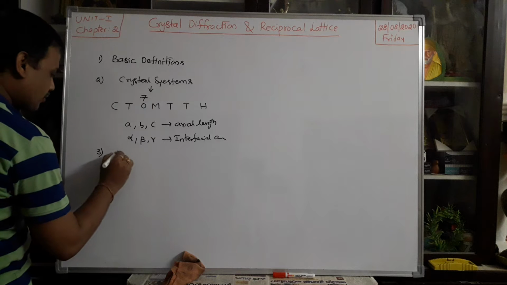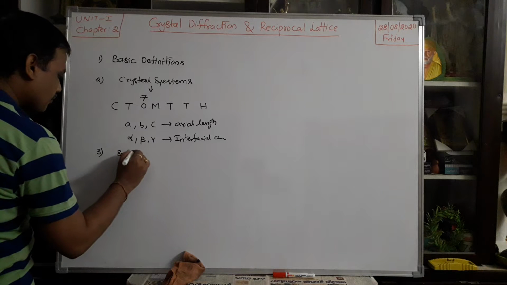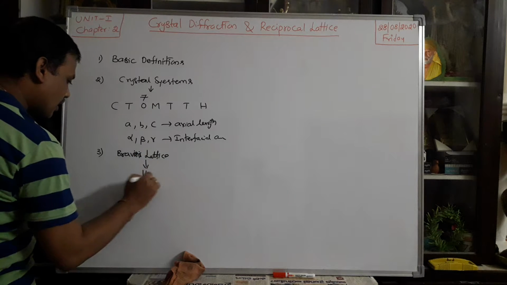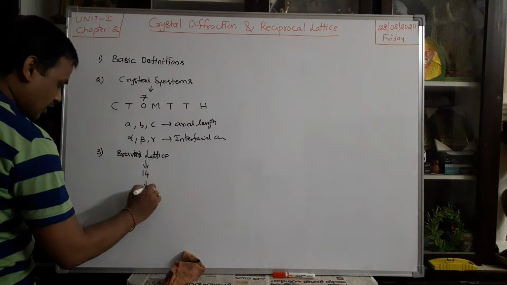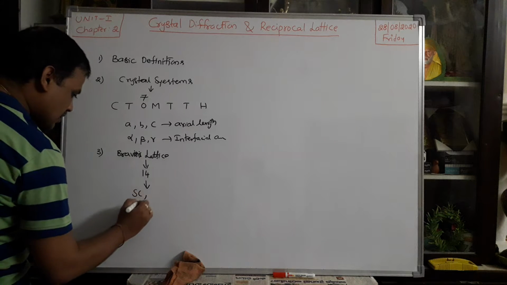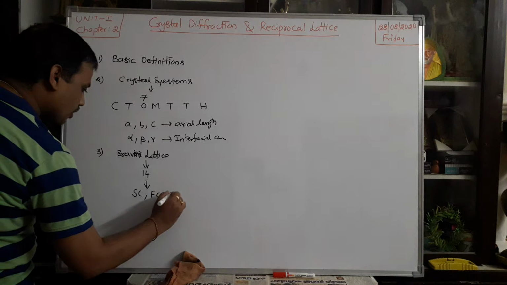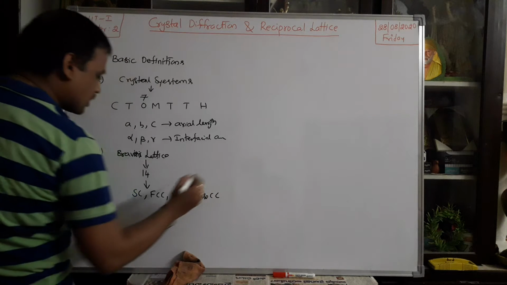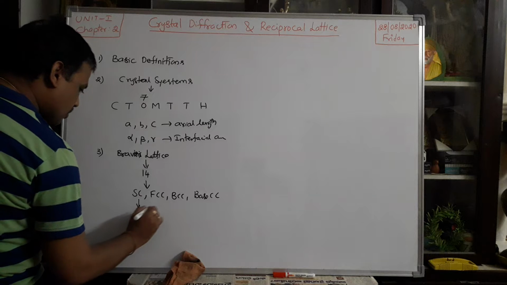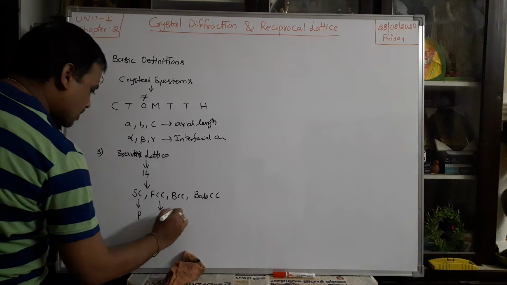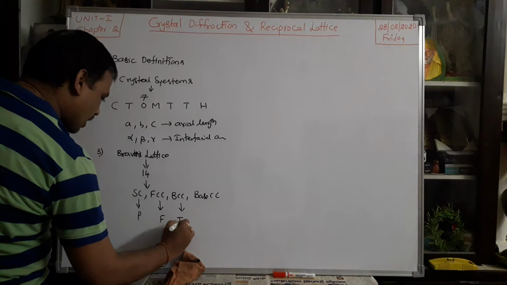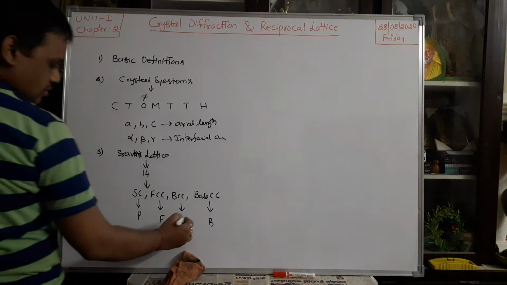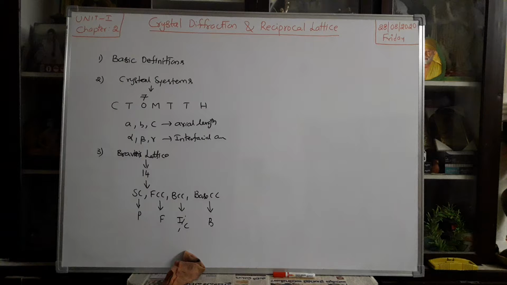After completion of crystal systems, we go to Bravais lattices. How many Bravais lattices are there? Totally 14 structures. Among these 14 structures in nature, the majority are simple cubic, face-centered cubic, body-centered cubic, and the last one is base-centered cubic structure. Simple cubic structure is nothing but the primitive cell, represented by capital P, face-centered by F, body-centered by I, and base-centered by C. So these are the structures you can draw.